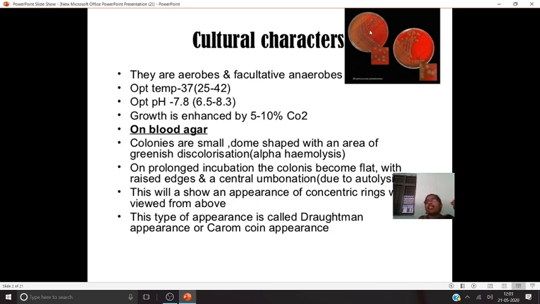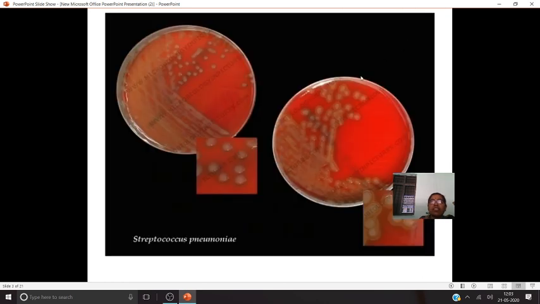So in the cultural characteristics, the colonies on blood agar show alpha hemolysis, and due to autolysis we see concentric rings and flattening. This is just like a coin appearance due to autolysis. Another name is the Draughtsman appearance: the surroundings are flat and the center is depressed, which is called the Draughtsman appearance or coin-like appearance.